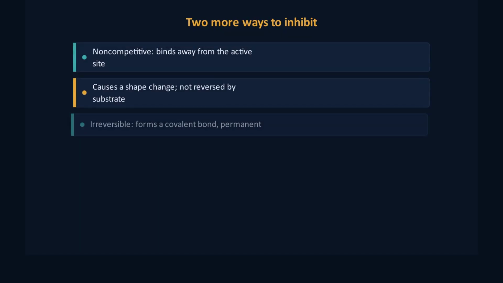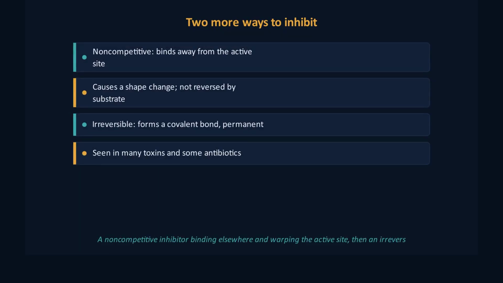Not every inhibitor fights for the active site. A non-competitive inhibitor binds to a site on the enzyme other than the active site. That binding causes a conformational change, a shift in the enzyme's shape, which reduces its activity. And because the inhibitor is not in the active site at all, adding more substrate does not reverse it. Flooding with substrate simply cannot displace an inhibitor that is bound somewhere else.